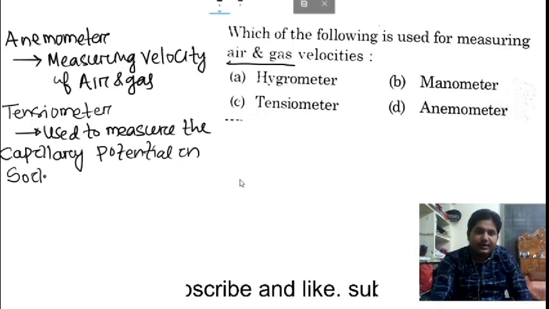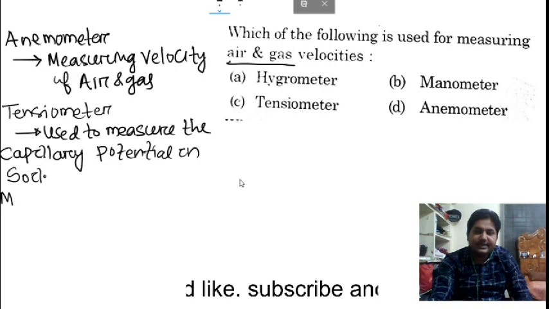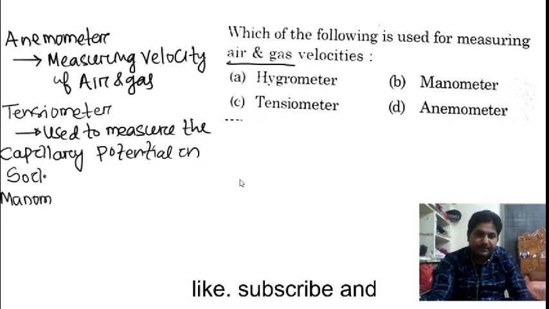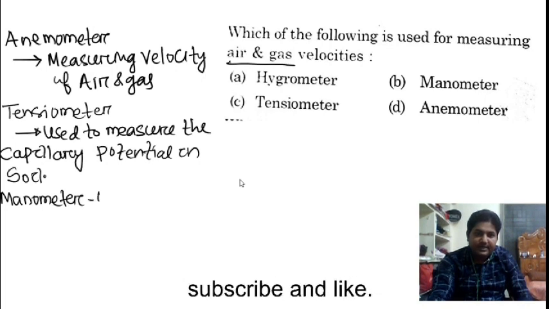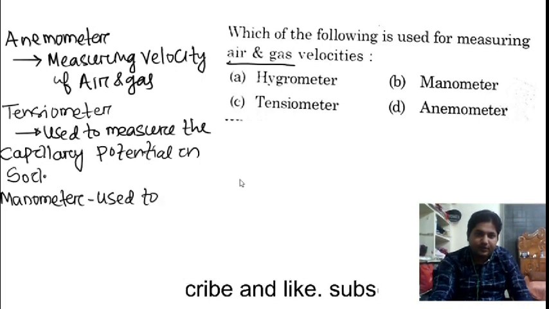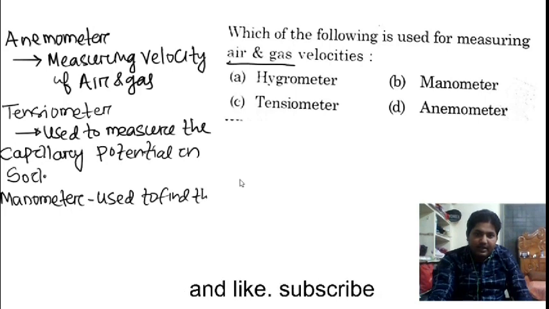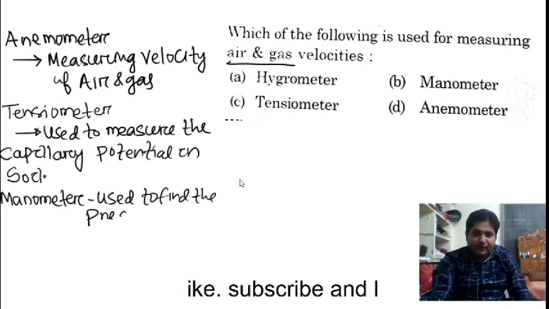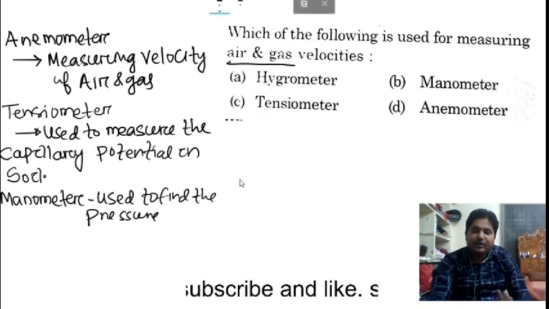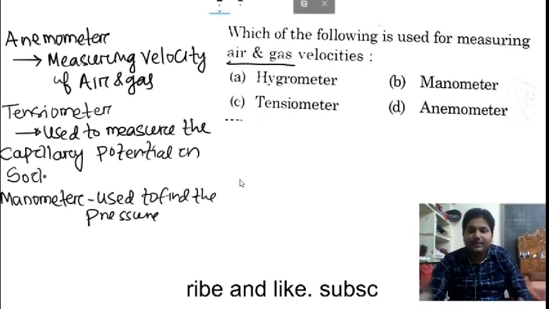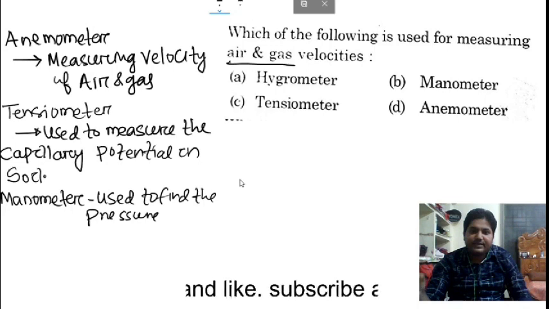Now this is called a manometer. A manometer is generally used to measure the pressure at a point, or the difference in pressure. If you use the piezometer, you can find out the pressure at a point. If you use the U-tube manometer, then you can find the difference in pressure.